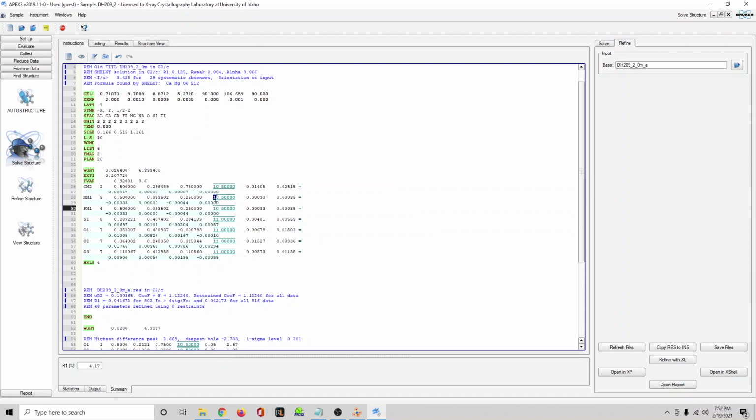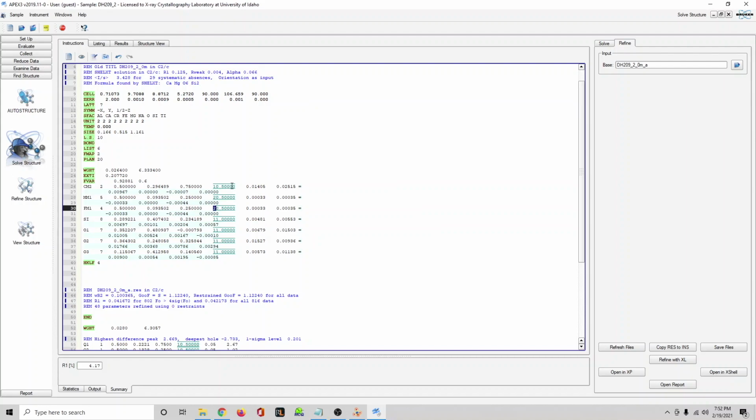So I'm going to change that to free variable 2. I should clarify this really quick. This 0.5 is the site occupancy factor, and the number 1 is the free variable that it corresponds to. So this first number needs to be 2, because this free variable is the scale factor, or one of the scale factors used.